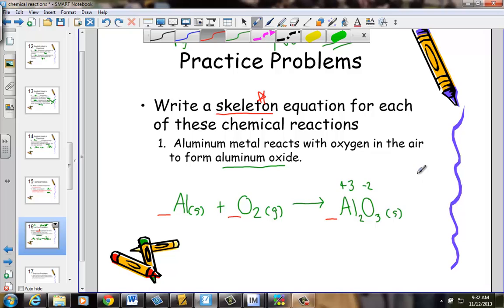Hey, do you recognize the pattern of chemical change? What is this pattern? 2 elements forming a single compound. If you guessed combination, perfect on you. It's a combo. Let's try a next one.